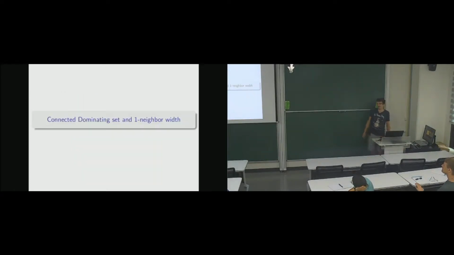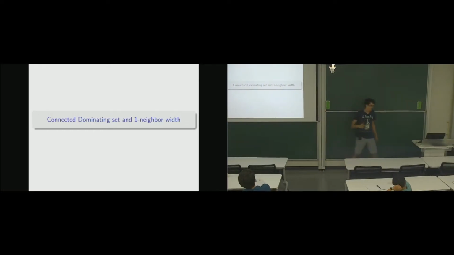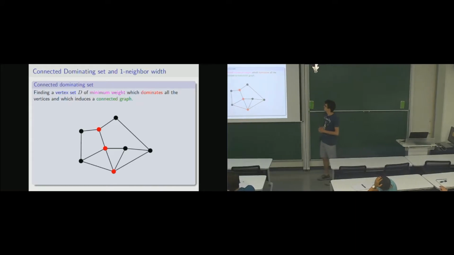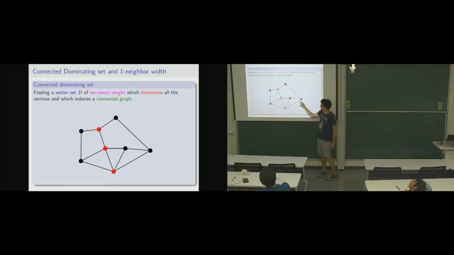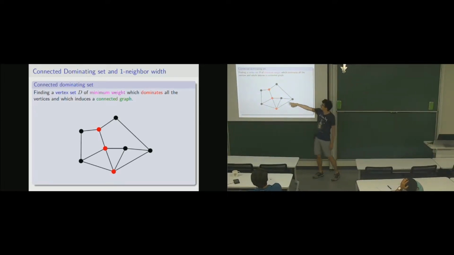Okay, and now I will give you an example, and I will insist on the reduction step. I will talk about connected dominating set and neighbor width. In connected dominating set, you want a vertex set of your graph of minimum weight which dominates all the vertices, so every vertex has a neighbor in the dominating set. And you want the dominating set to induce a connected graph.